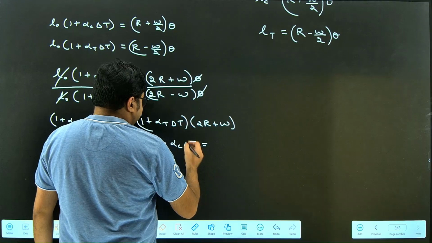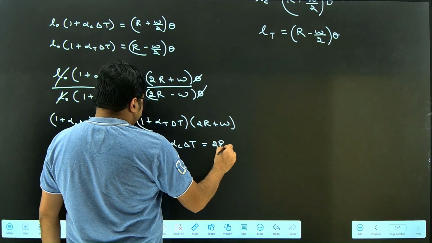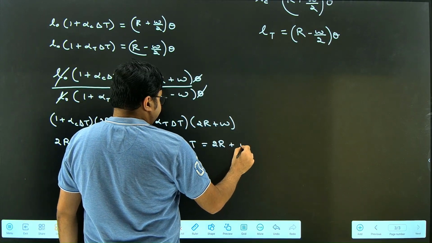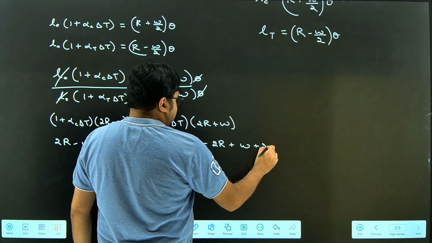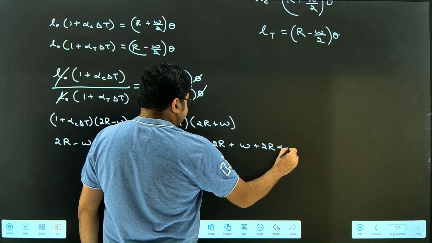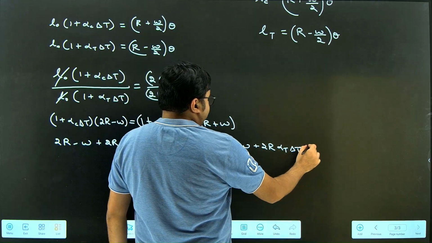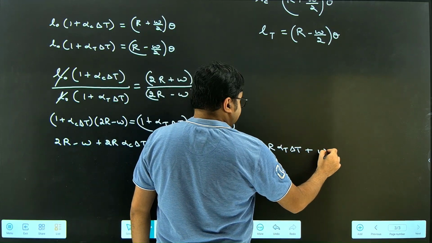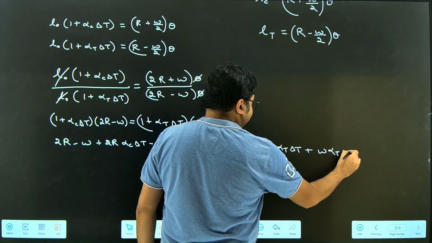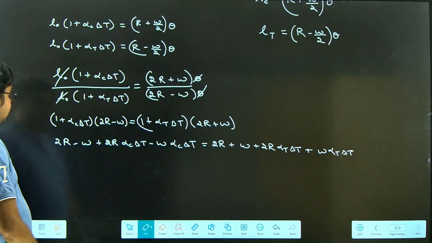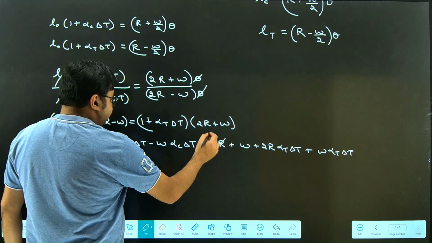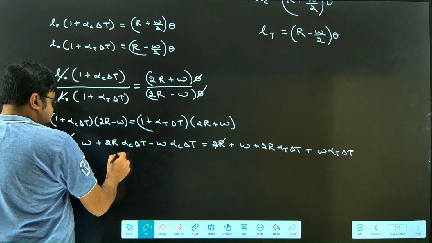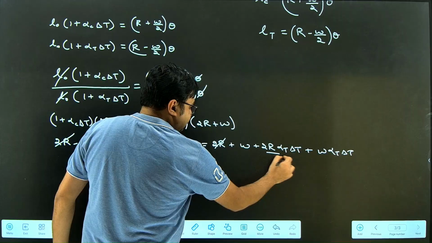The right hand side of the equation is going to look like this: 2r plus w plus 2r into alpha t delta t plus w into alpha t delta t. So this is the complete expansion. Do you see 2r and 2r would get cancelled? Let's look at this term and this term.